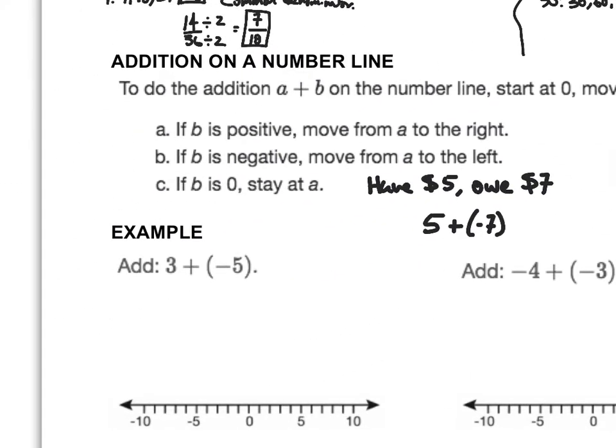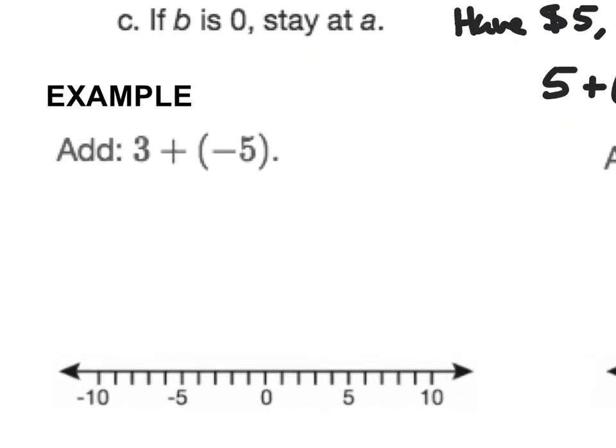All right, so let's look at a couple of examples here on how we do this using a number line. The example that I have is I want to take 3 and add the number -5 to it. Now, this is the same as saying 3 minus 5. These two things mean the same thing. When you add a negative number, it's the same thing as subtracting.